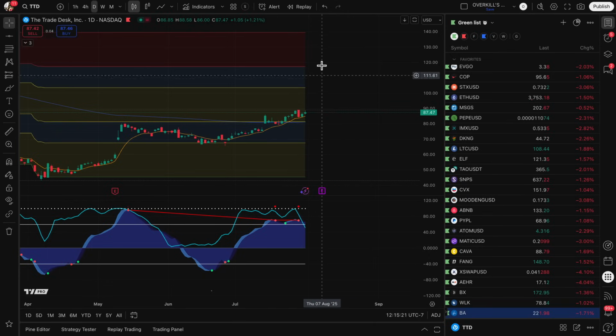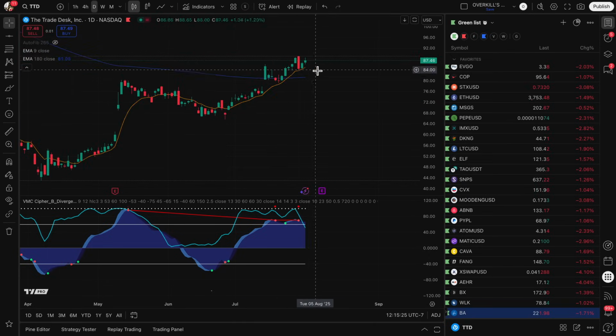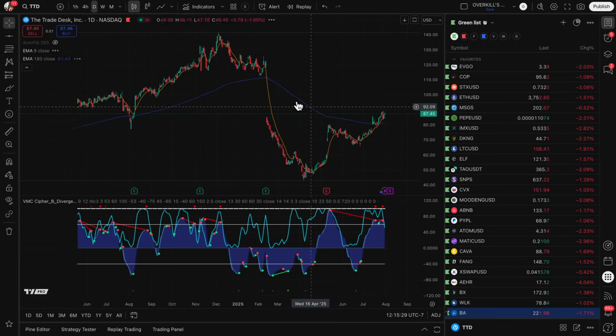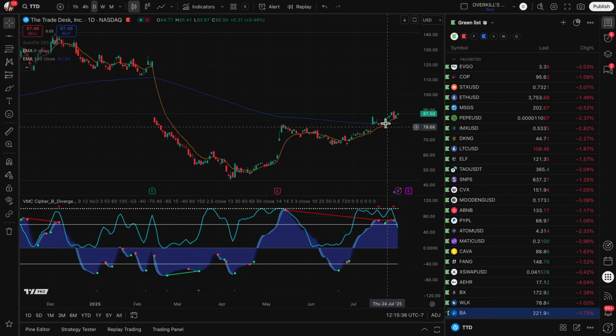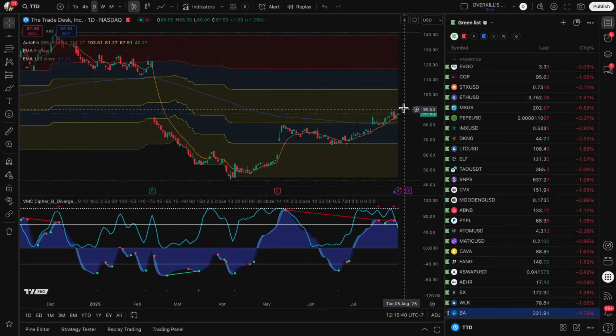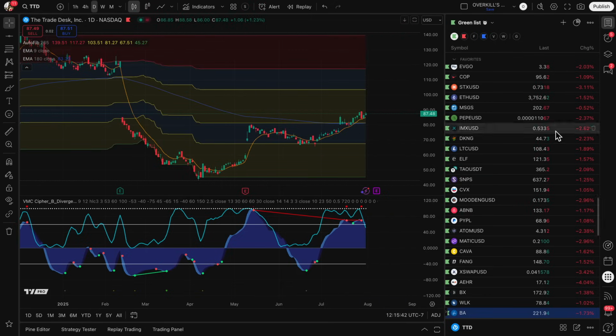But this does have a lot of room to go. You're sitting right around the average. Again, you can see what the average price is. You're right at it. You're not extended way off of it. You're not getting it at a crazy premium. So if you believe in the Trade Desk, you're getting it at a fair value right now. We call that a fair value when it's sitting at that average. Target on that would be up here in the red zone.